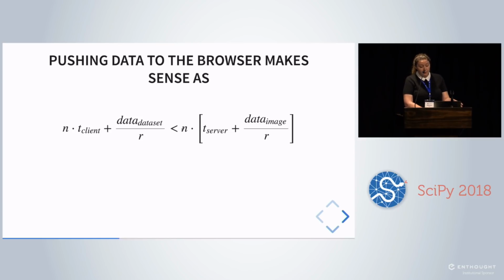But we want that in particular to be less than this: the time to generate the image on the server plus the time it's going to take to transfer it, so the data divided by the rate to transfer it back and forth. And you can see that we've taken this n, the number of interactions, and it only multiplies the time to generate the image on the client on the left side.